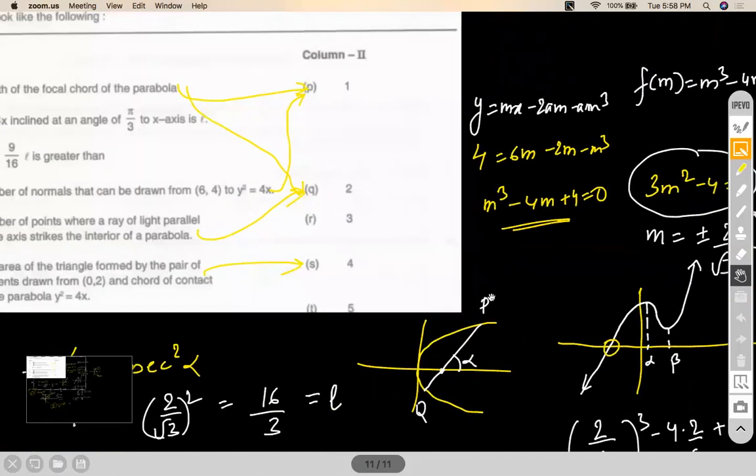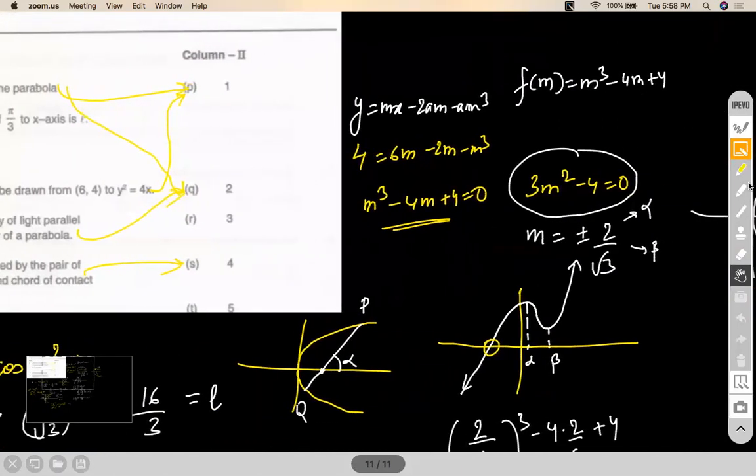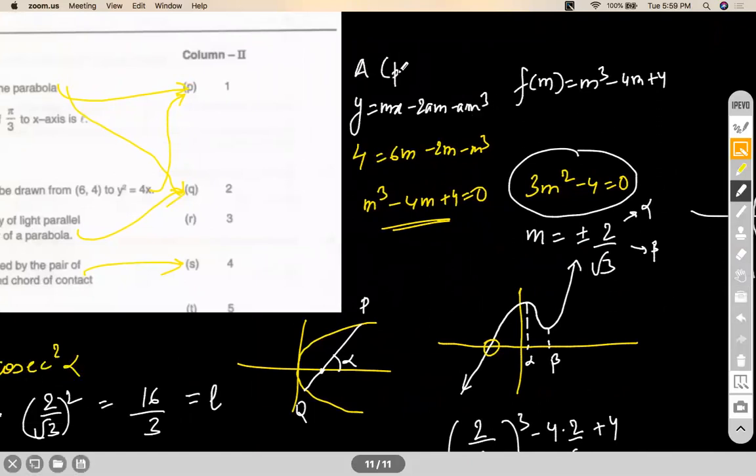So the full and final answer to this question is A matches to P and Q, B matches to P, C matches to Q, and D matches to S. Is there anybody who got all this combination right?